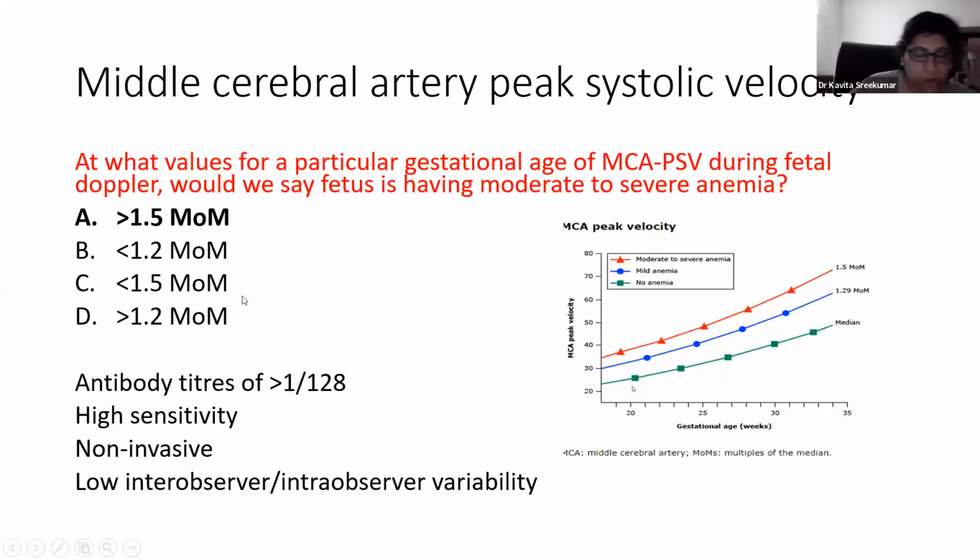Right? It is a very useful test. It has very high sensitivity, and low inter-observer and intra-observer variability because there is an algorithm in place. It is non-invasive and you can do it multiple times to detect fetal anemia early, right? So this would be the correct answer.